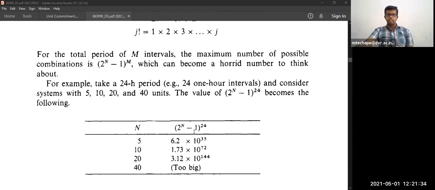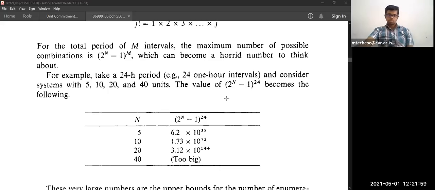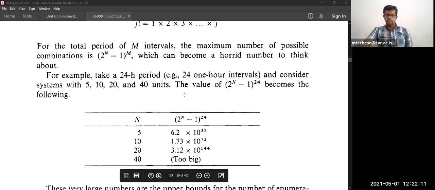If you take your scientific calculator and calculate like this, it will come like 6.2 into 10 to the power of 35. So it is not a very simple number. The number of combinations is 6.2 into 10 to the power of 35. 10 to the power of 35 is very big for 5 generating units itself. Say for example 10 generating units, you just take your scientific calculator and calculate now itself.